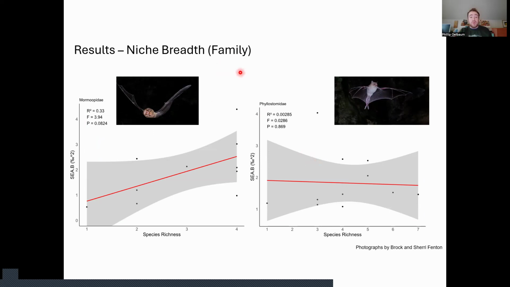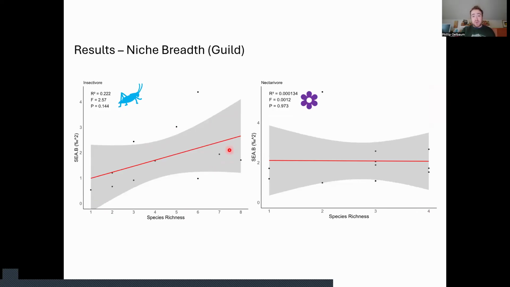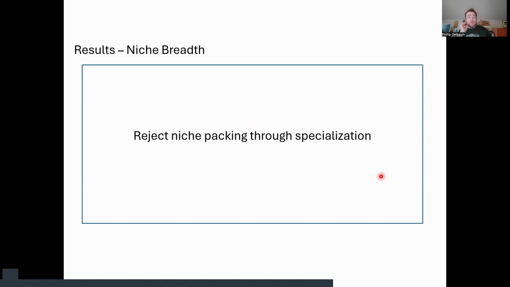Where we're looking at niche breadth to see if this is through specialization, there's no real relationship within Phyllostomidae. Within Mormoopidae, we actually see a positive relationship, though it's non-significant, where at sites with more species of Mormoopids, the niche breadth actually expanded. So that's contrary to niche packing through specialization. And same thing within guild. Our insectivores show a positive, though non-significant relationship, and our nectarivores are pretty much a flat line. So we can say that niche packing through specialization is likely not occurring.